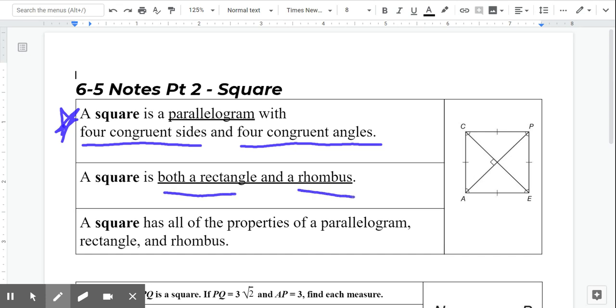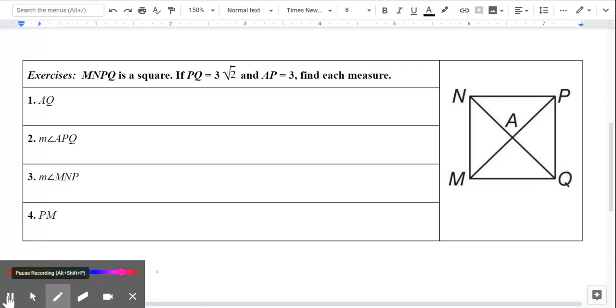Okay, so a square has all of the properties of a parallelogram, all of the properties of a rectangle, and all of the properties of a rhombus. Okay, so lots of things going on in a square. Okay, so for these notes, we only have 4 exercises.